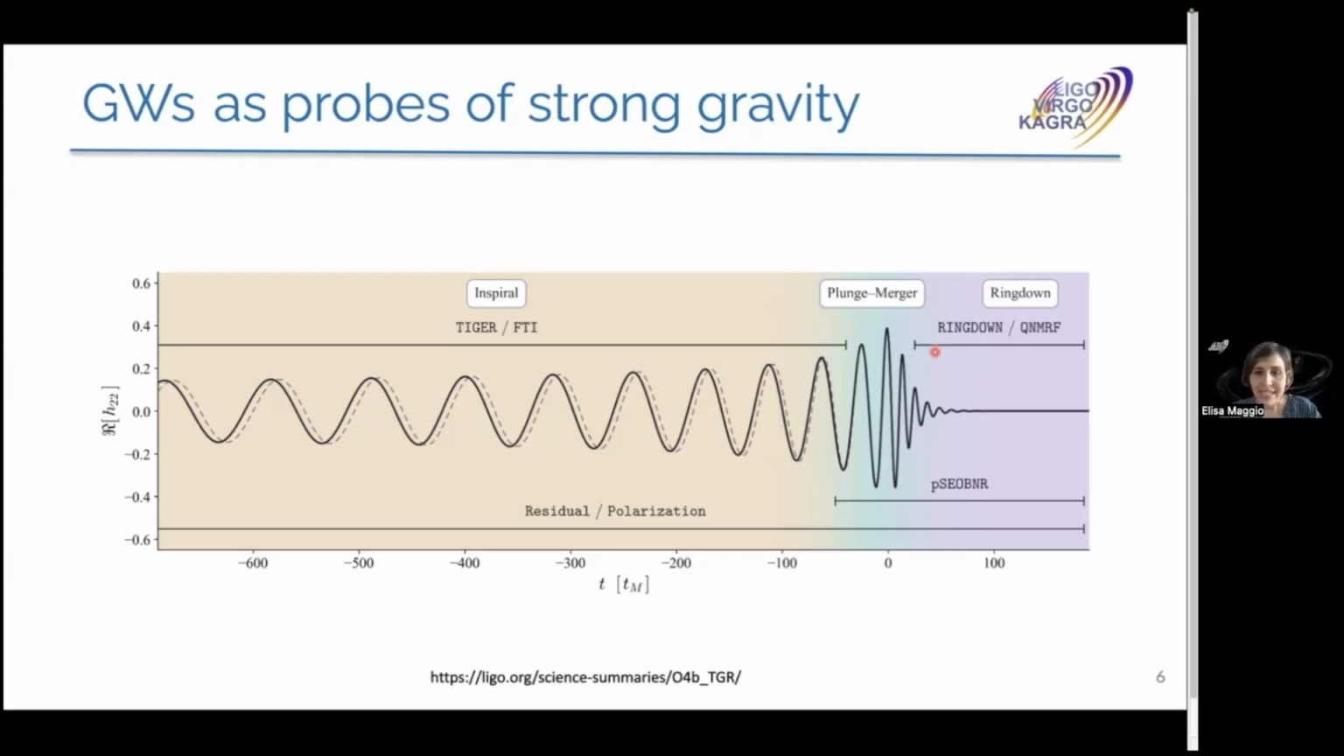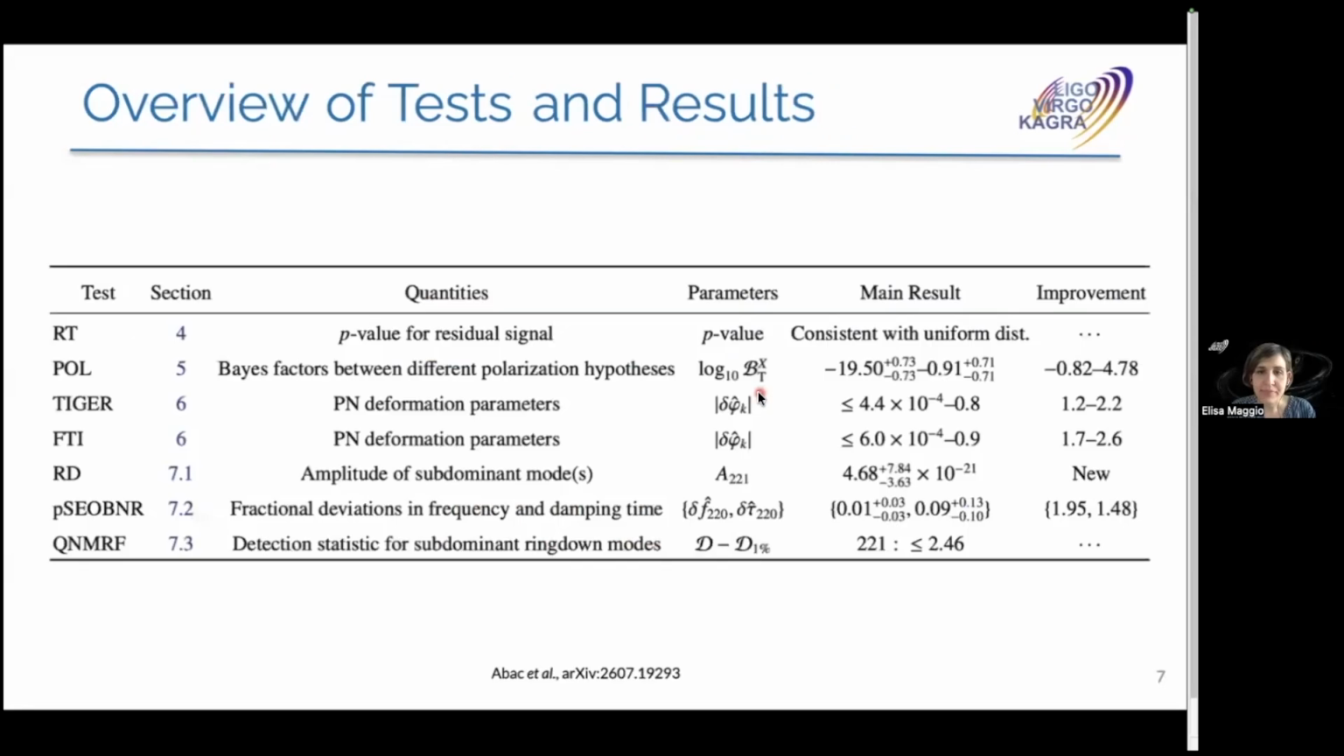In our tests of general relativity, we test the consistency of each stage of the waveform with the predictions of general relativity. And in this latest paper, we present the results of 7 tests of general relativity applied to our data. And here in this table, you can see the main quantities that are constrained, as well as the improvement with respect to previous analysis. Now, during this presentation, we will go through each of these results more in detail.